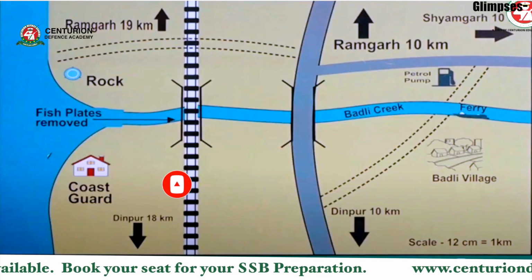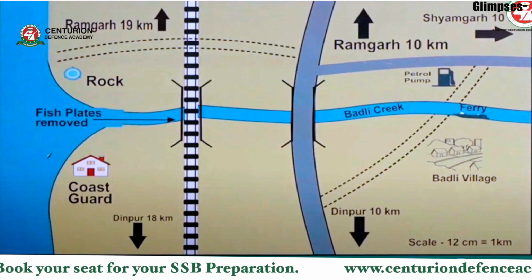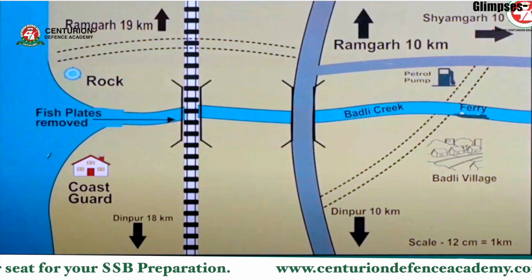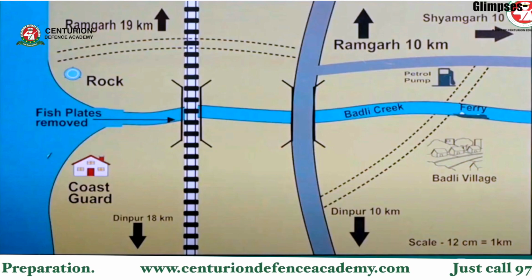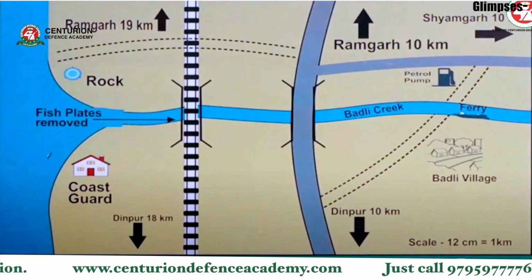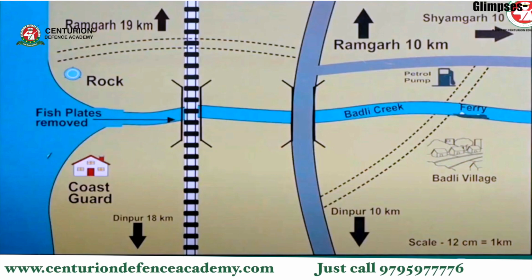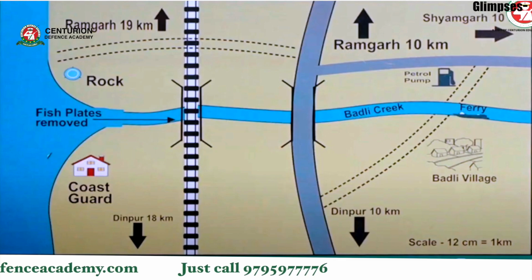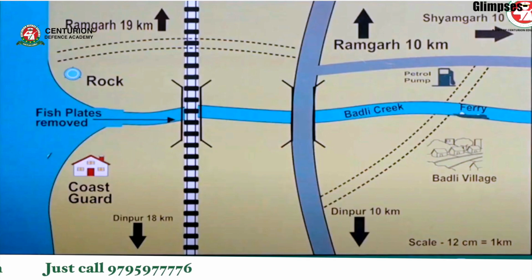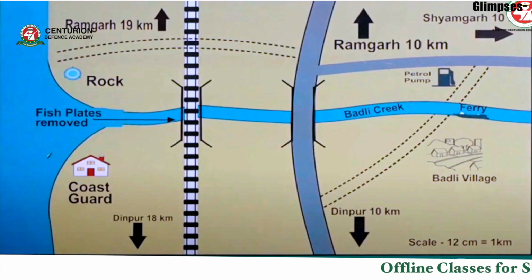Right. Now let's see the important places in this model. In this direction, this railway line goes to a place called Ramgarh, which is 19 kilometers from here. And this road leads to Ramgarh only, which is 10 kilometers from here. In this direction, this road goes to a place called Shamgarh, 10 kilometers from there. And here you see a petrol pump, and next to this unmetal road there is a ferry. Ferry you all know? Yes, sir. And then you see a village known as Badli village.